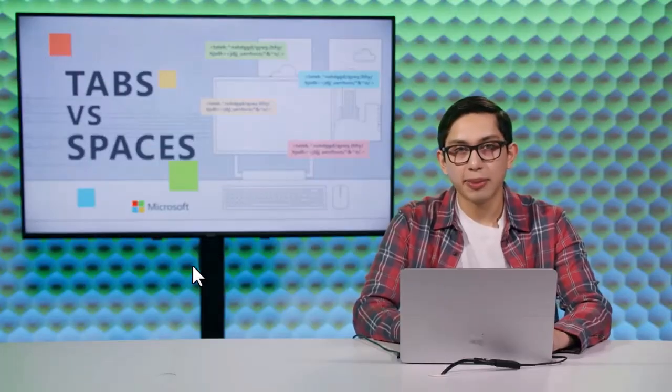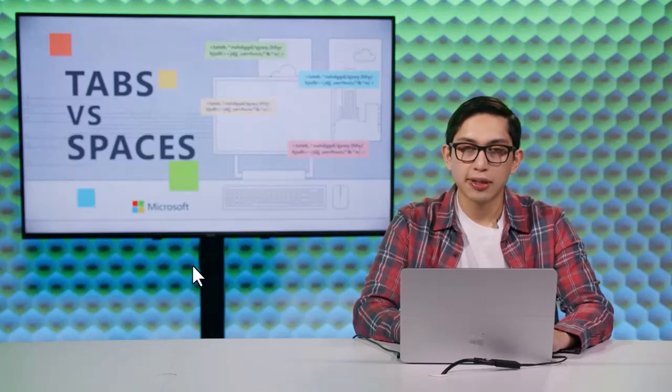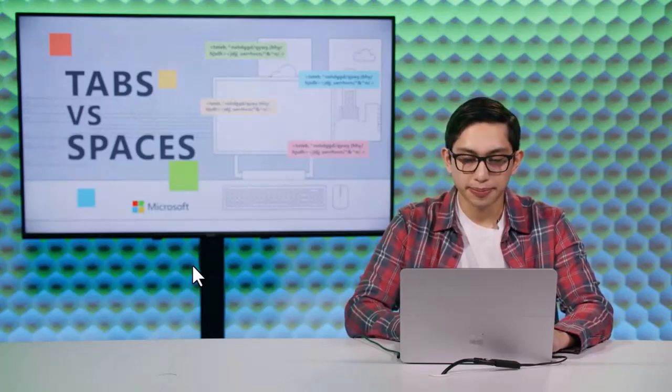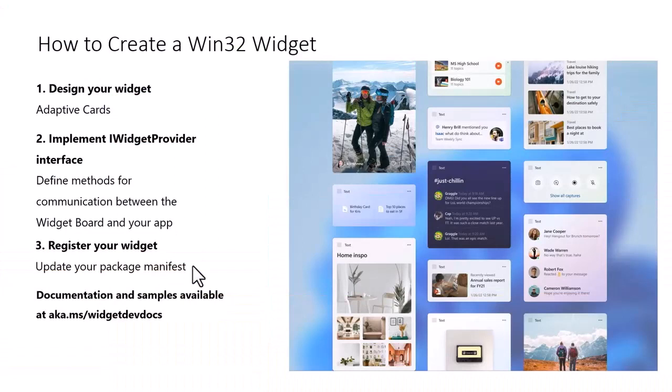In this upcoming segment, I'll walk you through the steps to implementing your widget. There are 3 high-level steps to implementing your widget. The first step is to design the UI for the widget, and this is done using adaptive cards. The second step is to implement the IWidgetProvider interface, and this will define the methods used to communicate with the widgets board. And finally, the last step is to register your widget, and these changes are done in the Apex manifest.